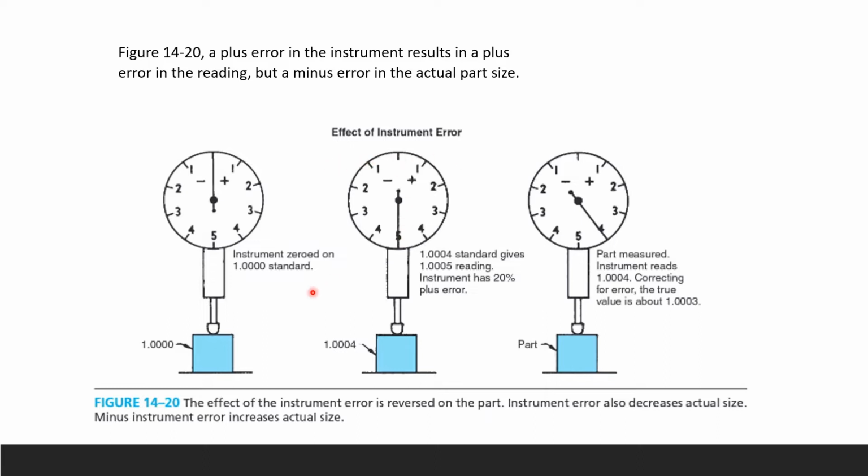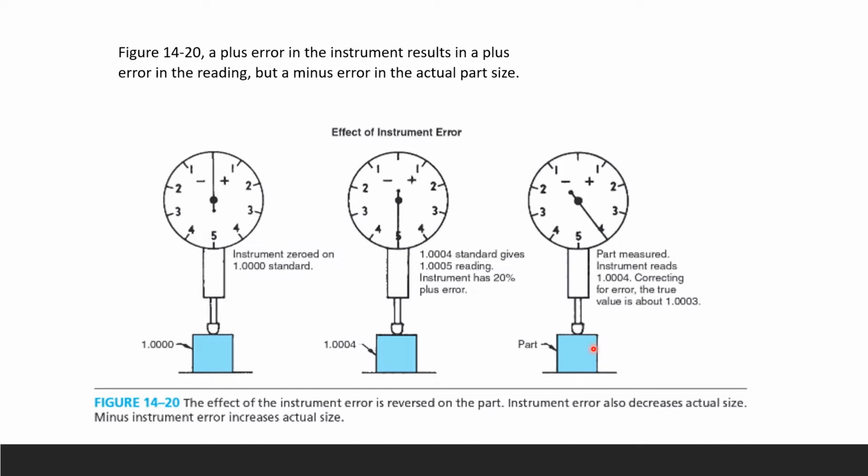Effect of instrument error. So when you take a look at it here, we have 1.000, so the instrument is zeroed on a 1.000 standard, okay? Now the 1.004 standard is going to give a 1.005 reading. So the instrument has 20% plus error. That's just calibration because you're using a standard here. This is just a 0 setting, okay? And your standard is 1.004.